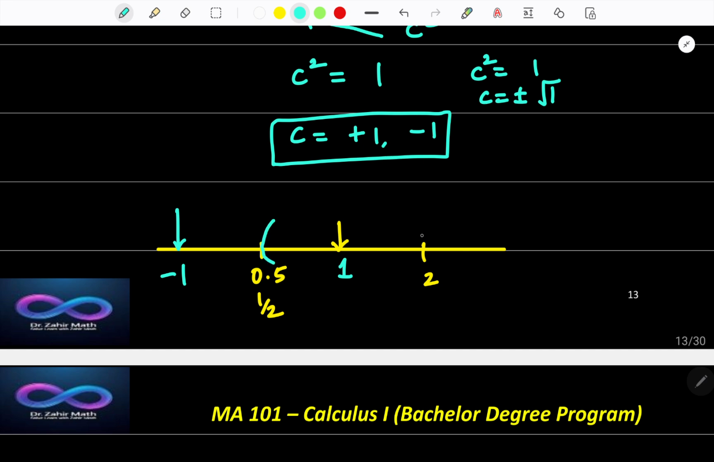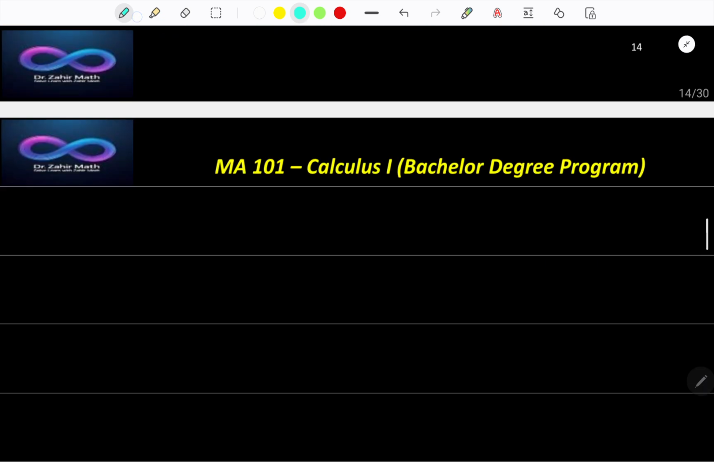So this is your open interval, right? So there exists 1. So C is equal to what? 1. Clear, everybody? That's it. Very nice. Let's go to the next question.